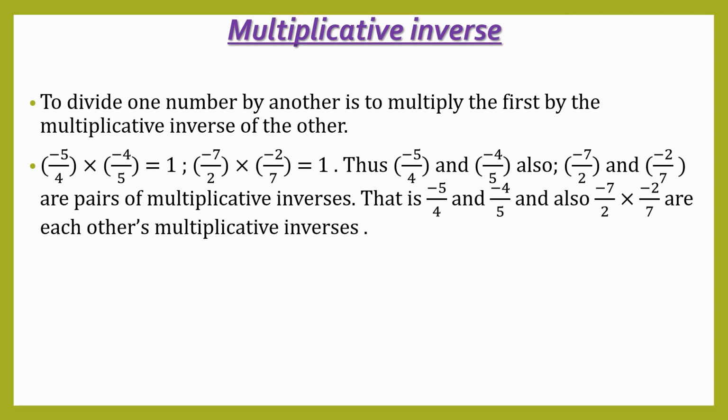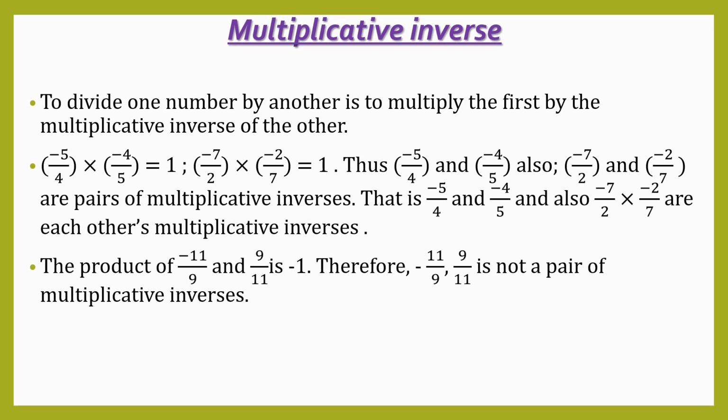For example, minus 5 upon 4 multiplied by minus 4 upon 5, we get answer as 1. Similarly, minus 7 upon 2 multiplied by minus 2 upon 7, we get answer as 1. Thus, we can say minus 5 upon 4 and minus 4 upon 5, also minus 7 upon 2 and minus 2 upon 7 are the pairs of multiplicative inverses. That is, they are each other's multiplicative inverses.